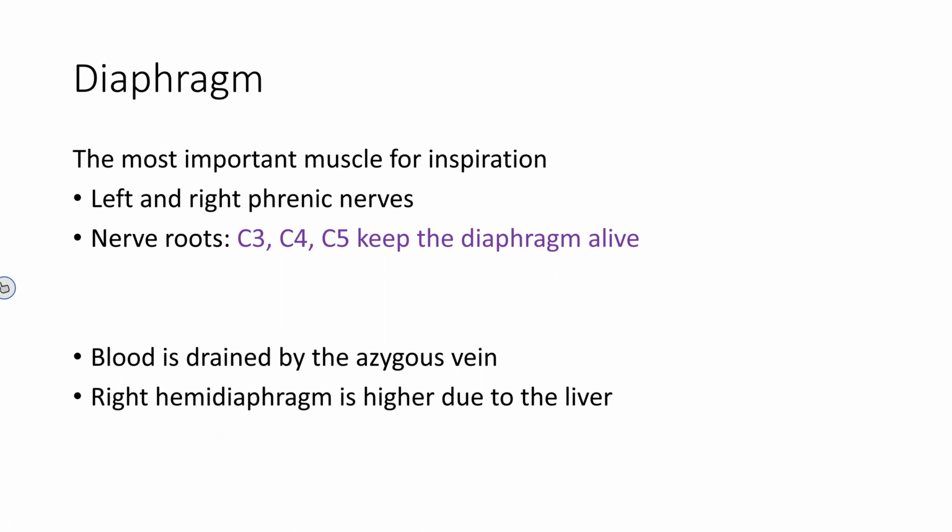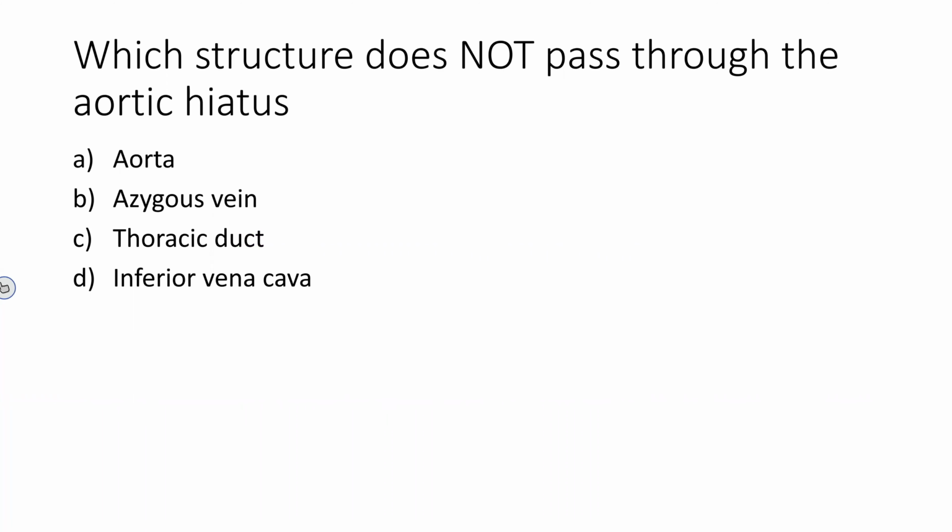And the right hemidiaphragm of the diaphragm is higher due to the liver. And which structure does not pass through the aortic hiatus? It's the inferior vena cava, because that passes through the caval hiatus.